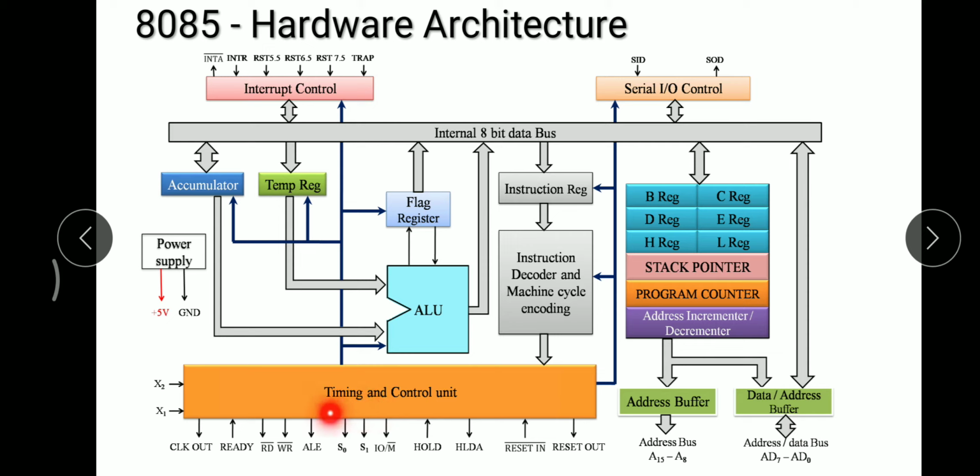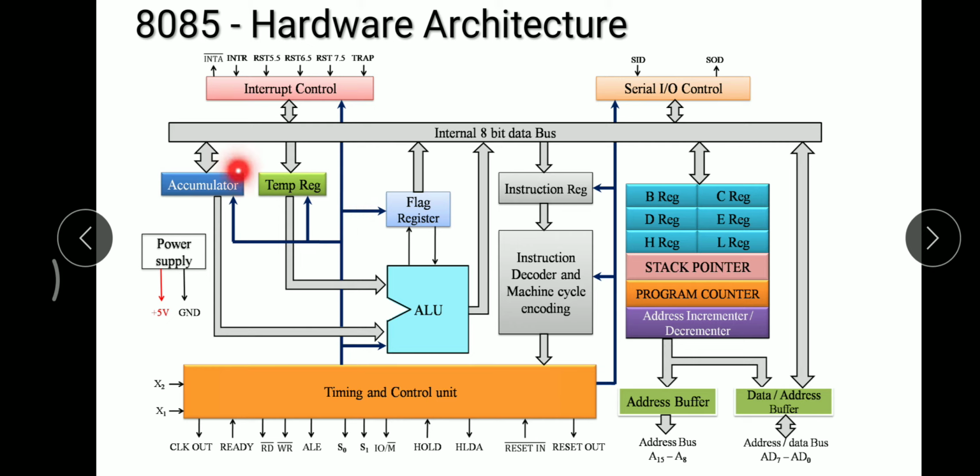We can now see the hardware architecture of this particular 8085. From the exam point of view, the architecture is very, very important. Each and every arrow mark and its direction is very essential. If you draw a wrong direction or wrong notation, marks will be reduced. So it is very important.